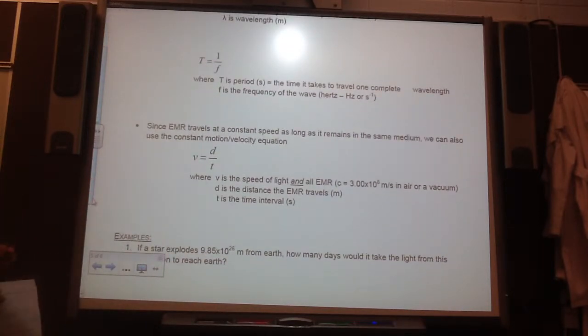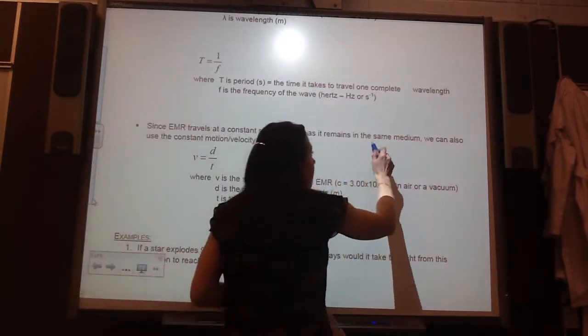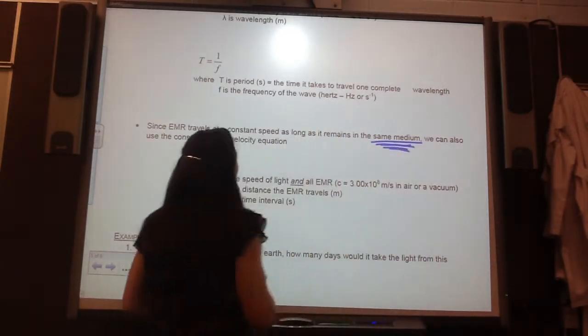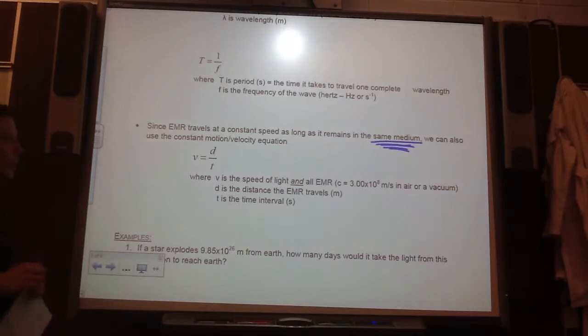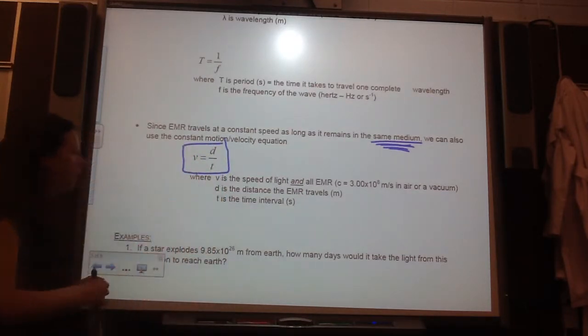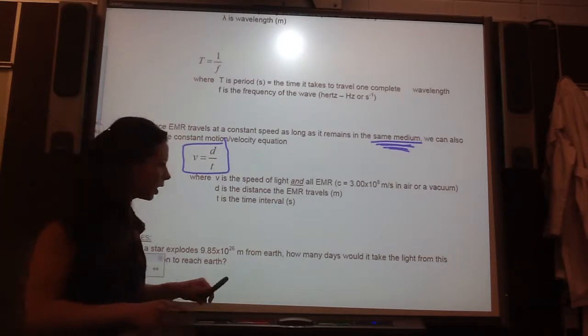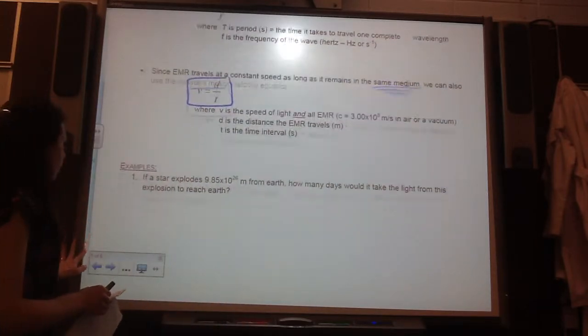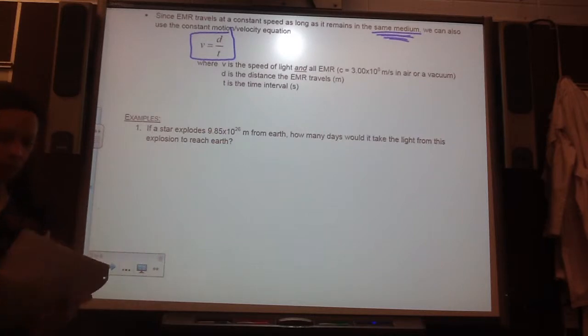And since EMR travels at a constant speed as long as it remains in the same medium, we can also use the constant motion velocity equation where we have V equals d over t. Okay? So, let's do an example.